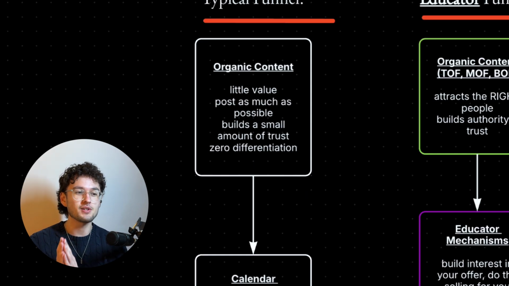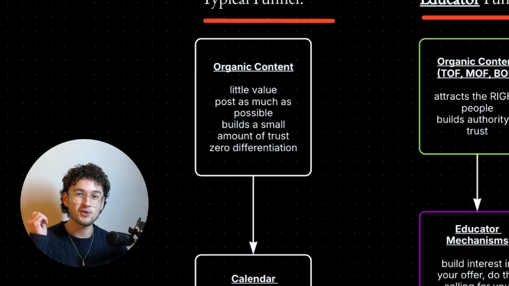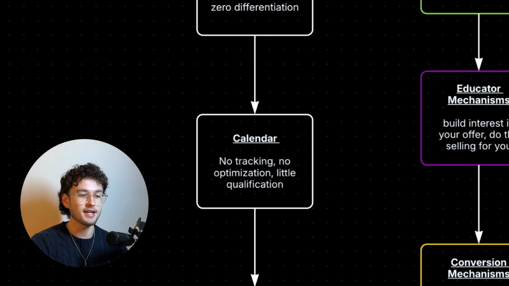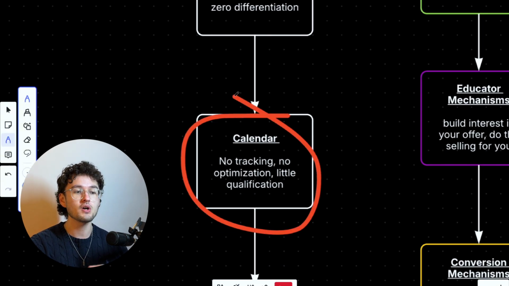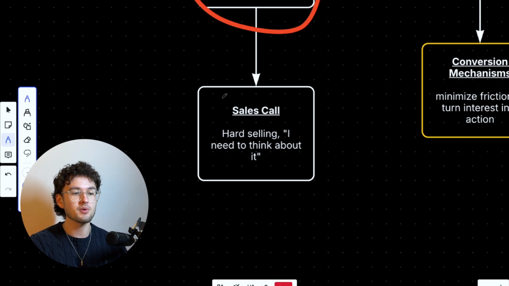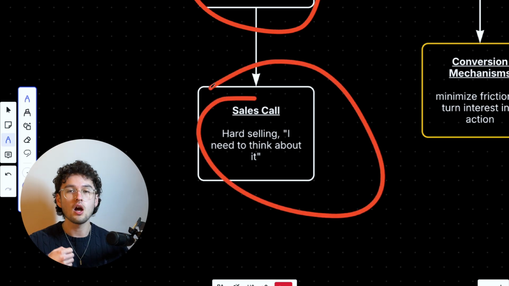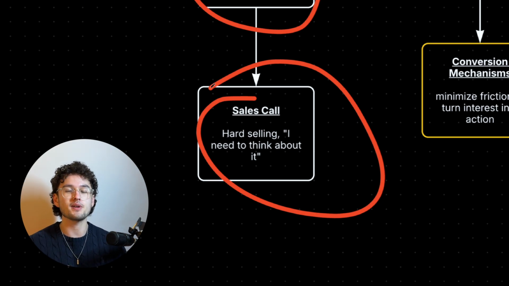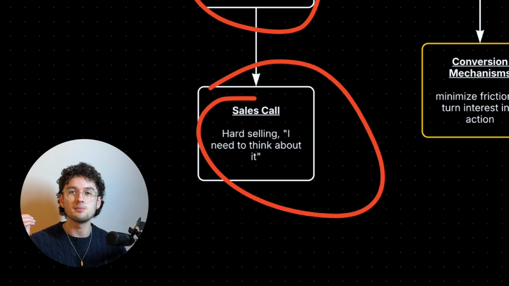So normally the people that are using this typical funnel rely on their organic content to do all of the work for them. And so they end up just linking a calendar in their link in bio with no tracking, no optimization, and little qualification of any leads that are coming through. And then finally they end up with those people on a sales call, hard selling those people, whether it's them or the closer, and they keep hearing things like, I need to think about it, I'm busy right now, or any other objection that they didn't pre-handle because of the detrimental simplicity of this funnel.